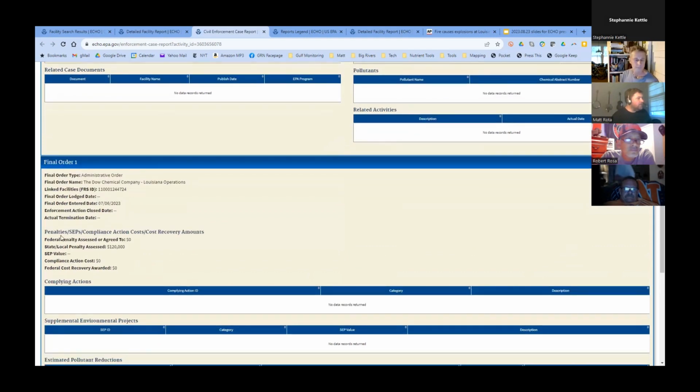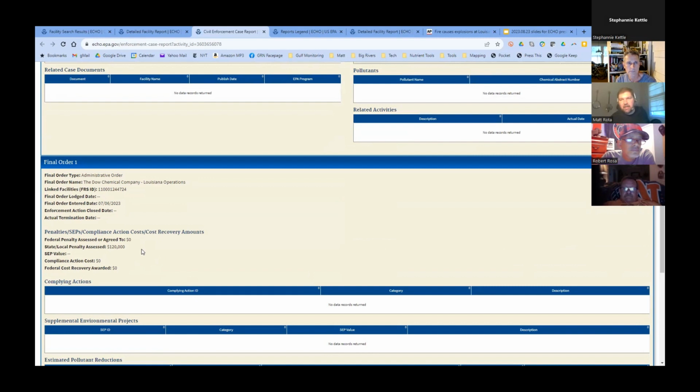And then here you can see the penalties, right? And it looks like the EPA didn't get anything, and that this was a state violation, and the state settled for $120,000.